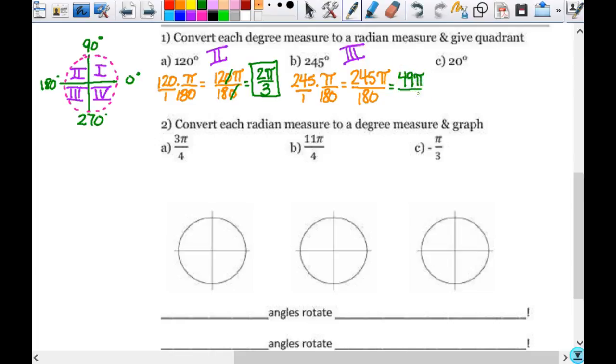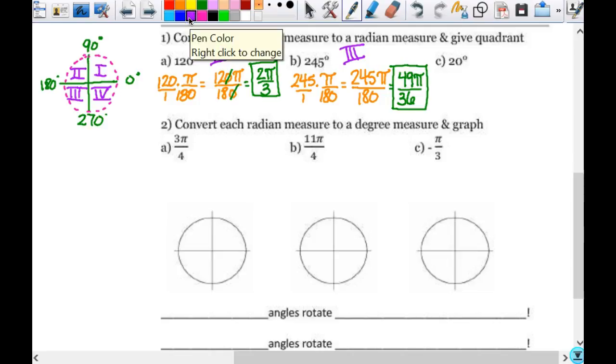How many times does 5 go into 180? 36. Can I reduce it anymore? No, because the only thing that divides into 49 is 7 and 7, and so it doesn't work. So 245 degrees is the same as 49 pi over 36 radians.